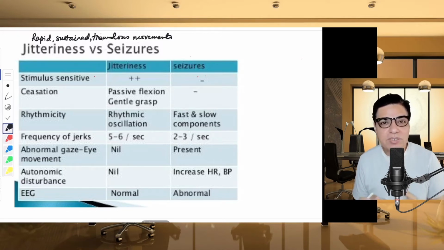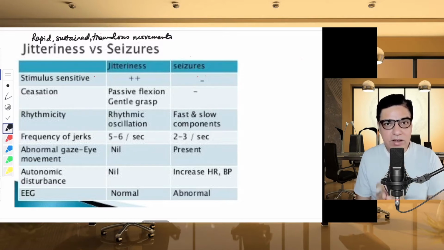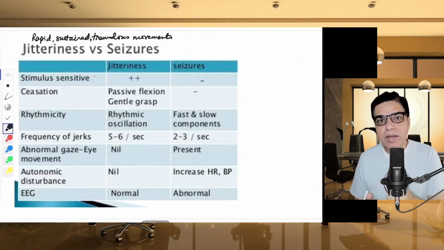They are fine tremor-like movements. They are fine tremors like this. Shaky movements, like very fine shaky movements. Rapid, and they are sustained, like they continue until they stop on their own, or until you stop them by applying a little bit of pressure or flexion of the limb.